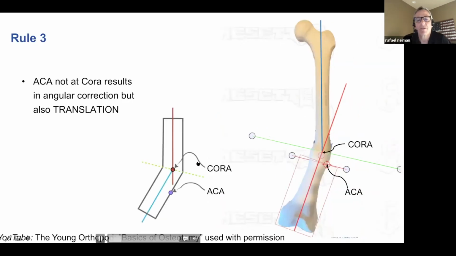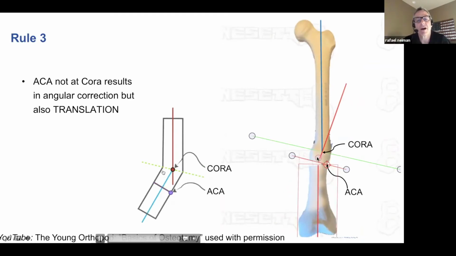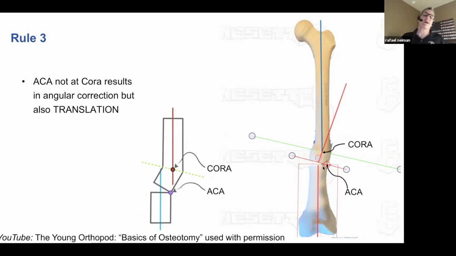You can break one of these rules and create a translation. If your osteotomy is not at the bisector line and your ACA, your rotational axis, is also not there, you're going to correct your angular deformity, but you're going to create a translation. Now, if they have a mechanical axis deviation, then you can actually use that to your advantage. So if you have an angular deformity with translation, you can use that to correct translations as well, but that makes it even more complicated.